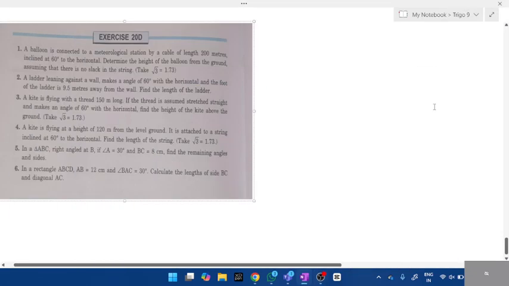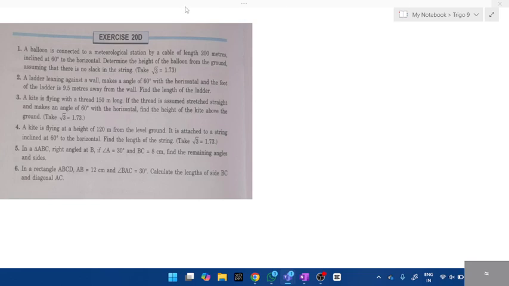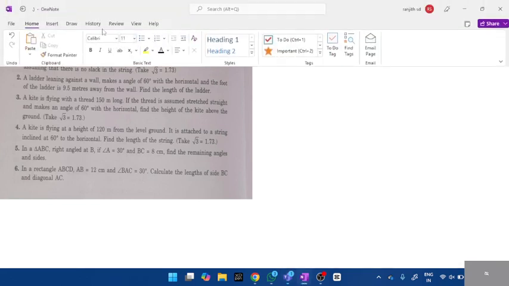Okay, for this last exercise, you all should know all the formulas. Before starting, we'll just go through everything once.